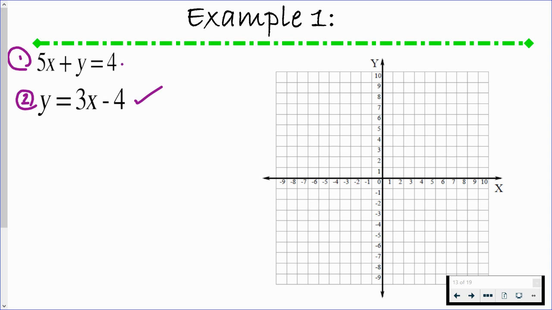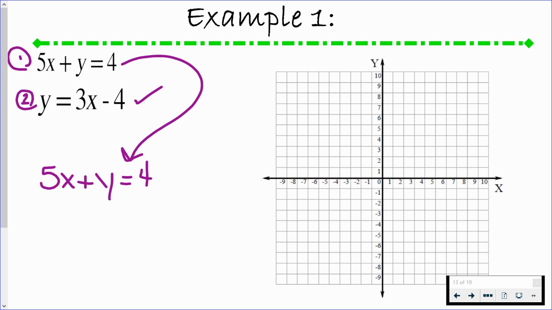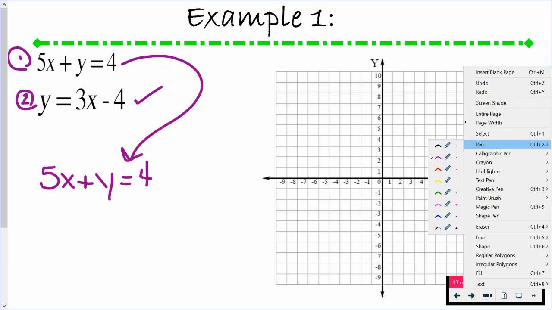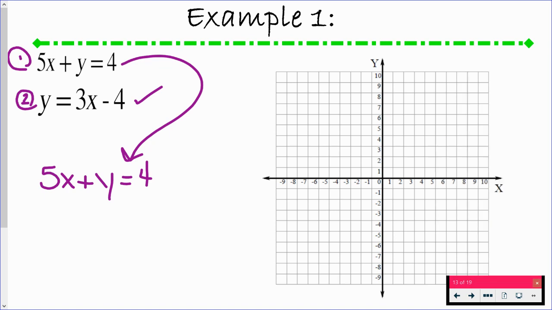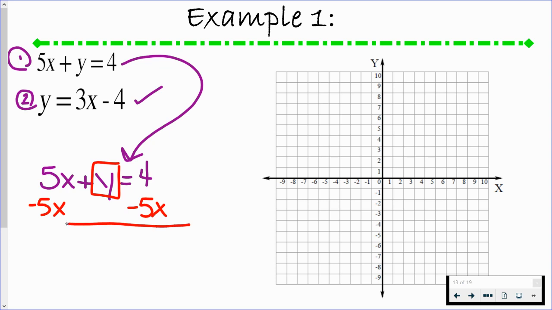However, the first one, let's bring it down here and let's rewrite it. If you recall, hopefully yesterday's lesson helped you understand how to go into slope-intercept form. So I want my y by itself. So I need to move this 5x out of the way. Since it's a positive 5x, I'm going to subtract 5x from both sides.